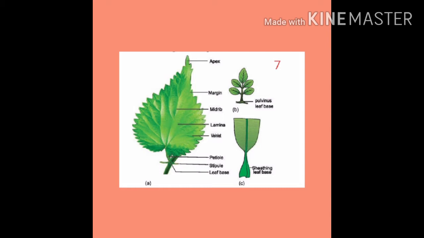Sometimes the lamina margin is not smooth, it is serrated, and the texture of the leaf may be seen with hair-like structures, or it can be smooth and slimy.